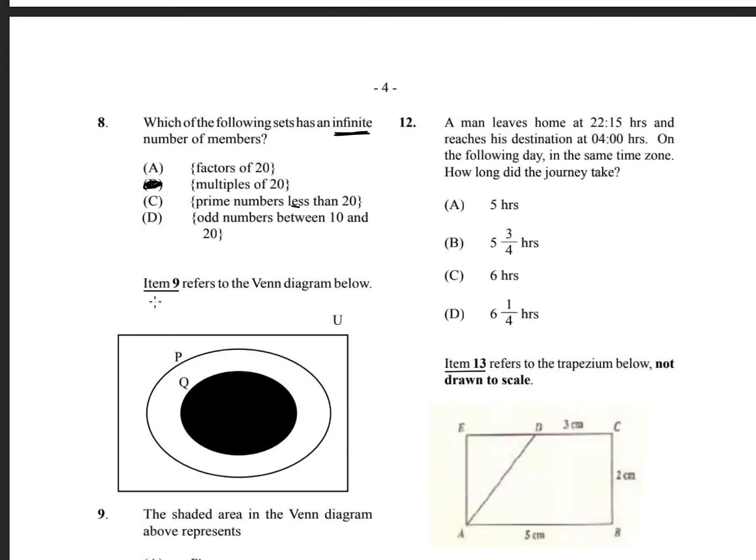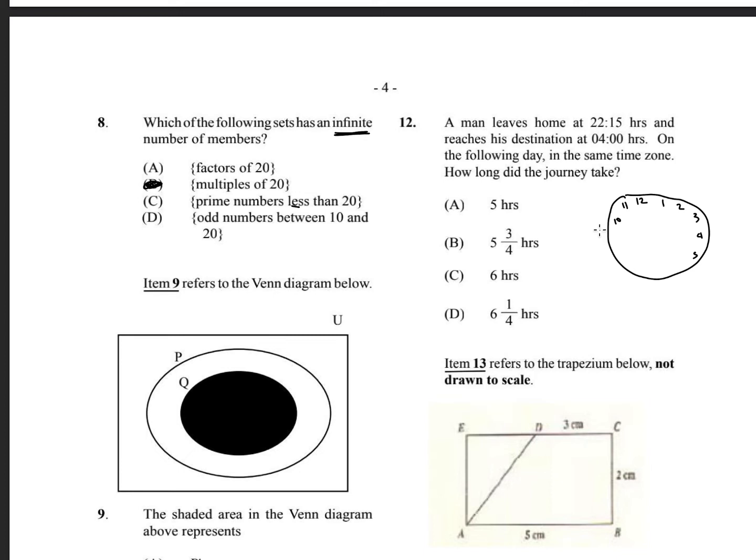Okay, let's work some additional questions again. So we're saying a man leaves home at 22:15 hours and reaches its destination at 0400 hours on the following day in the same time zone. So all of this happened in the same time zone. How long did the journey take? For you to get a better understanding of this, it is good for you to quickly draft up a quick clock so you can graphically look and see what you're doing.